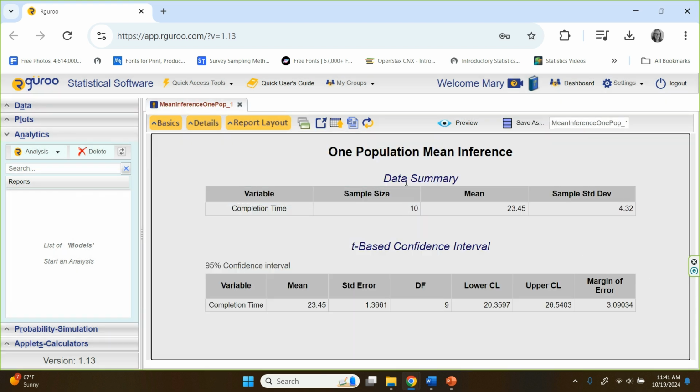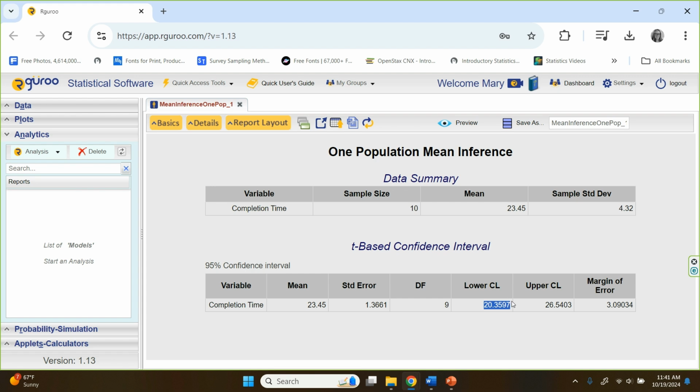So here we double check. You gave Rguroo these three pieces of information. Make sure they're accurate, that you typed them right and in the right box. Then we look below. We have our lower confidence limit, which I'm highlighting in blue, is 20.34. We got an upper confidence limit at 26.54. And finally, always nice to mention, we have a 3.09 minute margin of error.